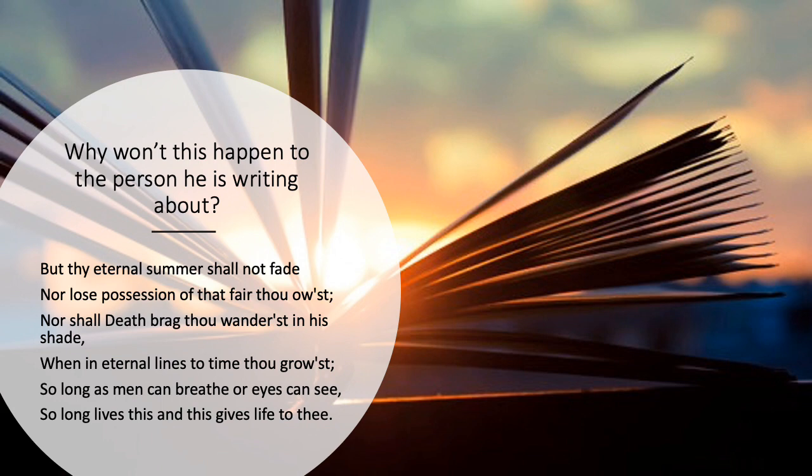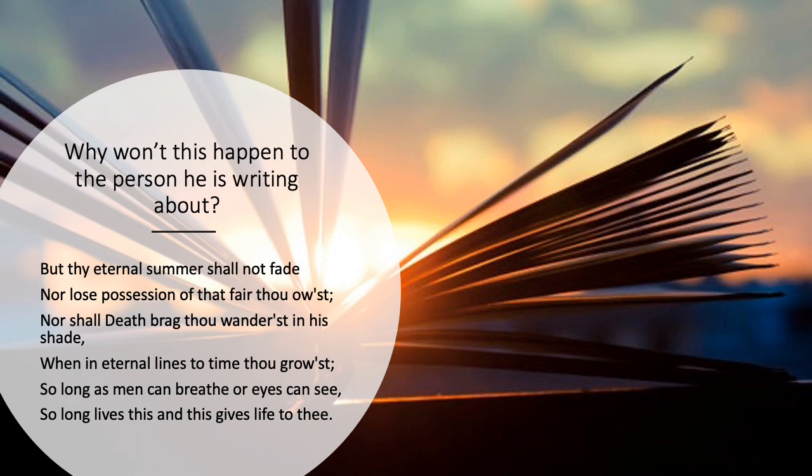What is Shakespeare saying to this person? What is this that gives life to him? Why won't this person fade? Why won't this person ever really die? What will happen to them? Where will they remain? What is Shakespeare telling this person about how he will become immortal, in a sense? The answers are in these lines. Don't forget to look back at the translation if you need to.